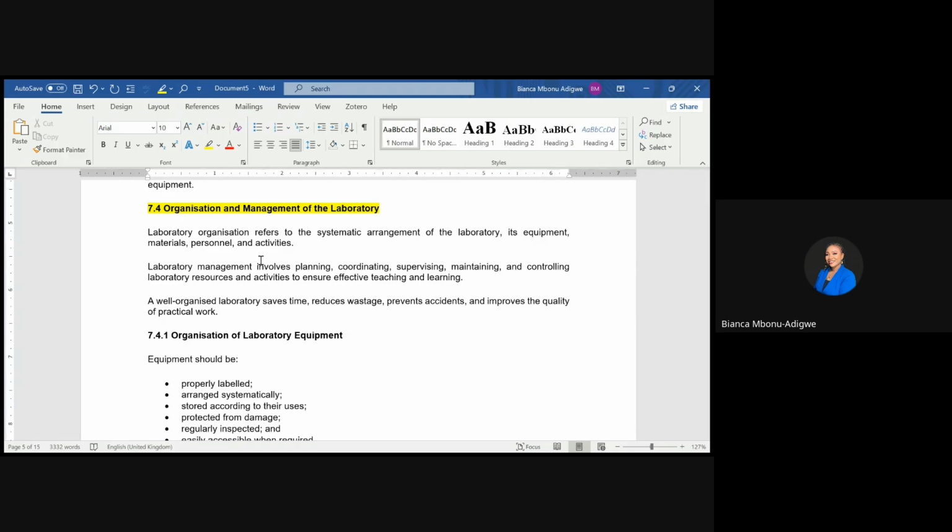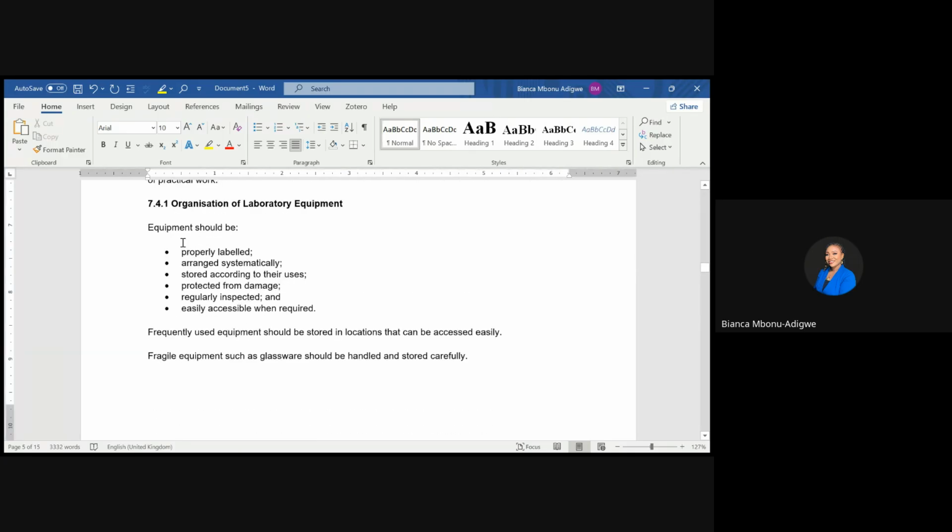How do you organize lab equipment? First thing you should know is that it should be properly labeled, of course. It should be stored according to their uses, protected from damage. It should be regularly inspected.